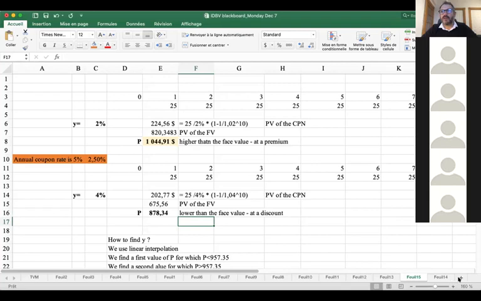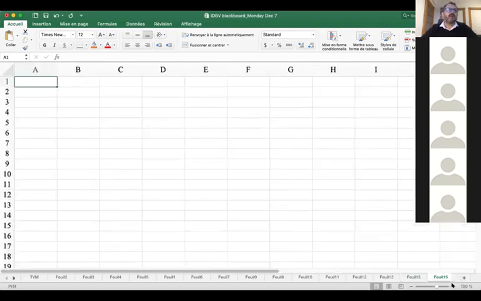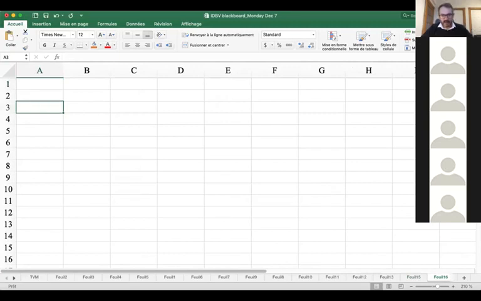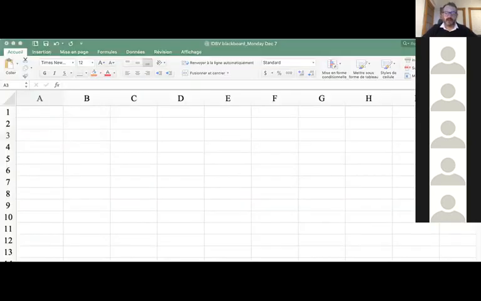Which bond trades at a premium, which bond trades at a discount, and which bond trades at par? So I'm going to share with you the Excel file, and I'm going to advance the calculation a little bit. So for the first one, sorry, I have to find my PDF document somewhere. I don't see it anymore. Okay, it's here. Okay, so I got my data now.